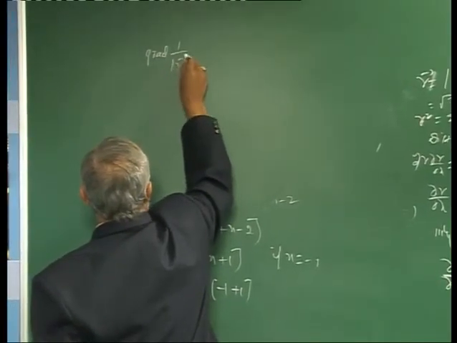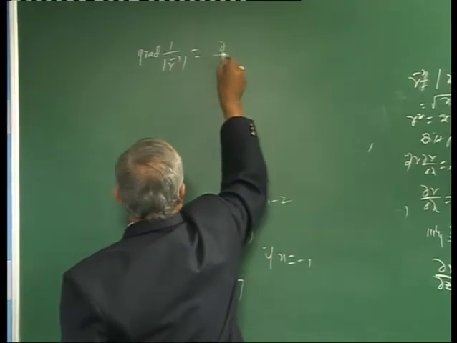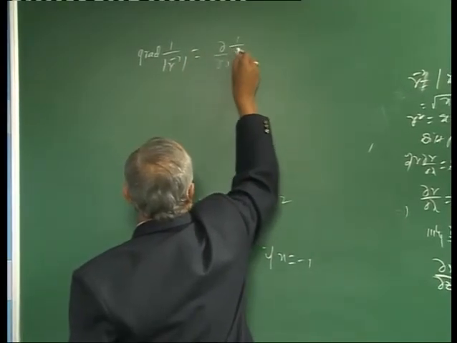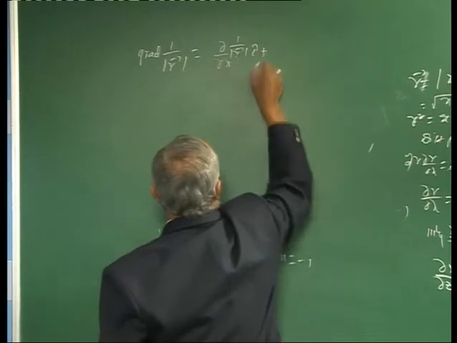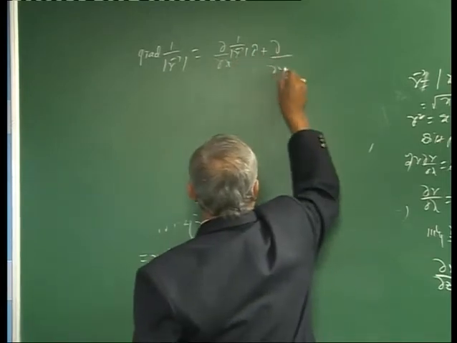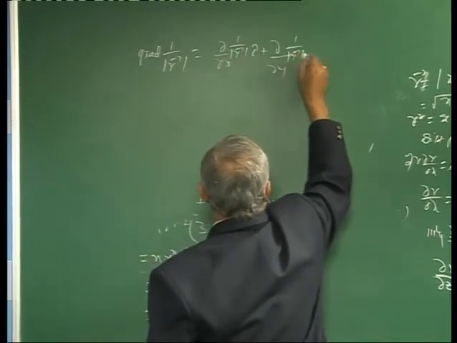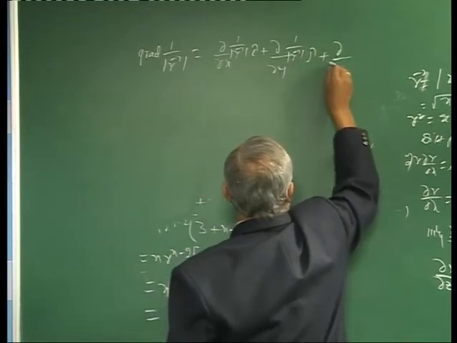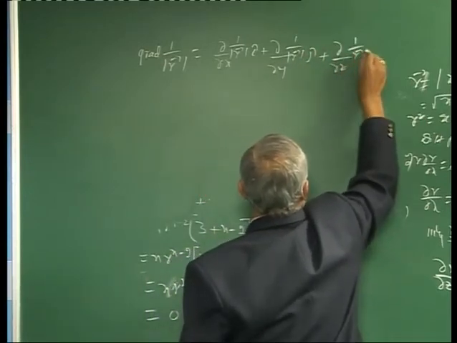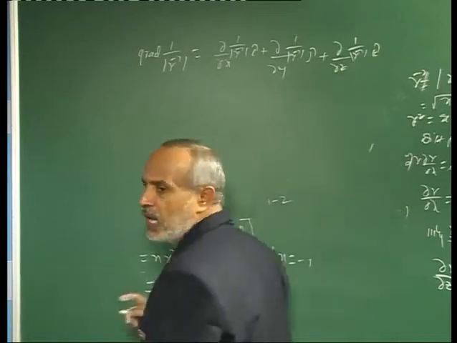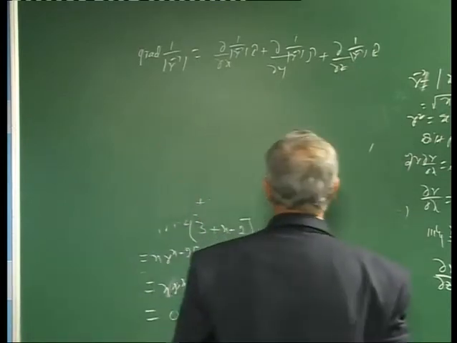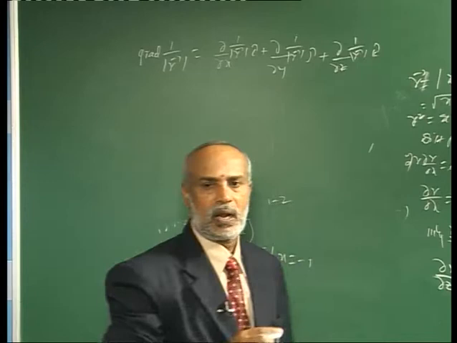Gradient of 1 by modulus of r vector is equal to dou by dou x of 1 by modulus of r vector into i cap, dou by dou y of 1 by modulus of r vector into j cap, then dou by dou z of 1 by modulus of r vector into k cap. This is the gradient of 1 by modulus of r vector.